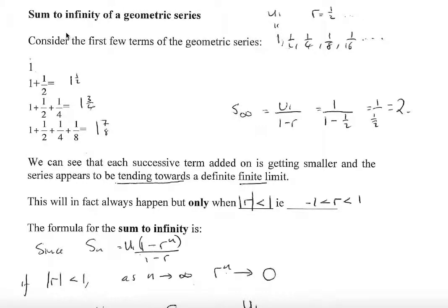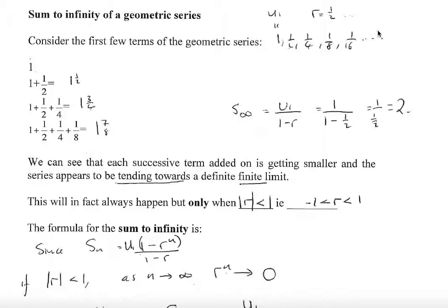A short lesson about the sum to infinity of a geometric series. So suppose we have a geometric series like this, where the first term is 1, and then a half, and then a quarter, an eighth, and so on. So clearly the common ratio is a half. We're multiplying by a half between each term.